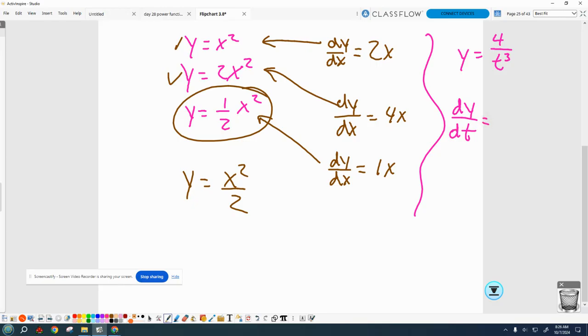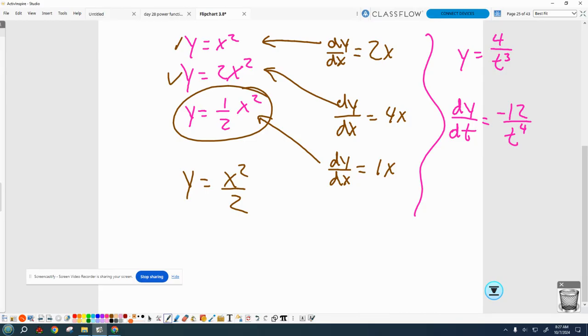And those of you who wrote y prime here, don't do that. Y prime is generally dy/dx. When you're doing the derivative of parametric, dy/dt. This one, again, don't do quotient rule. It is a fraction, but it's just a constant on the top. Multiply by the power. Lower the power, and you're done.